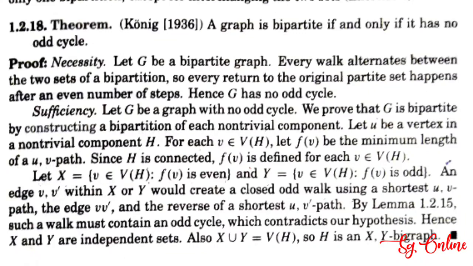In exactly the similar way, we prove that no two vertices of y are adjacent to each other. So in this way, we show that each component is a bipartite graph, and the whole graph becomes bipartite. So this characterizes that a bipartite graph contains no odd cycle, and conversely.